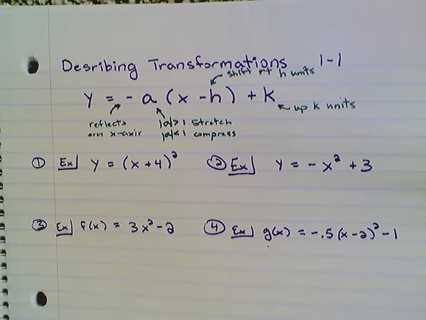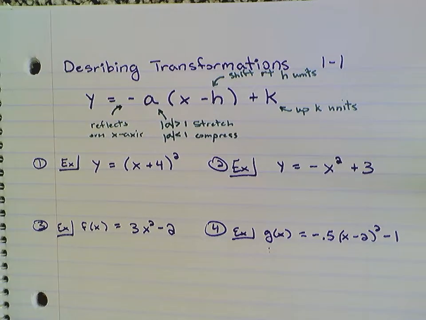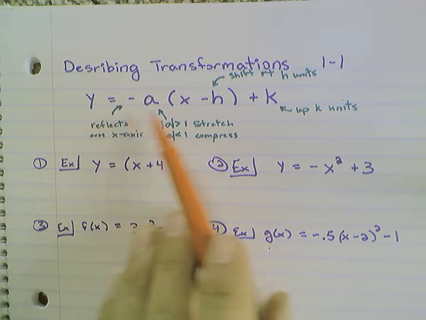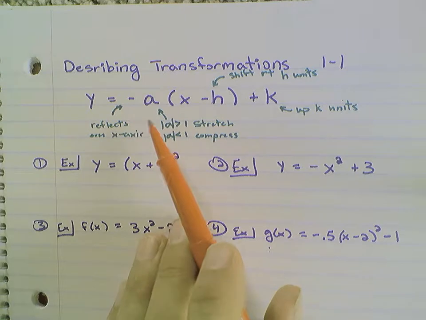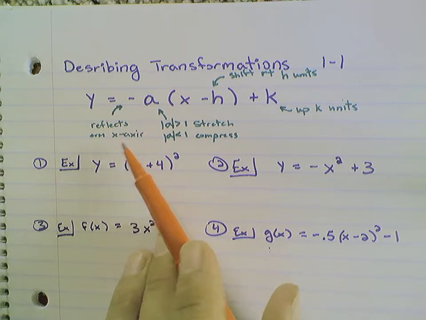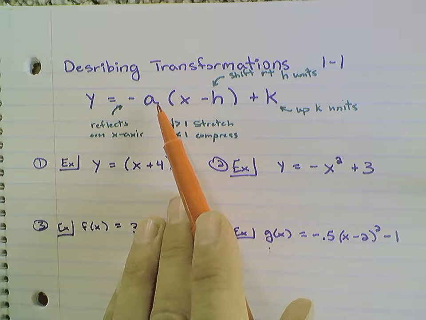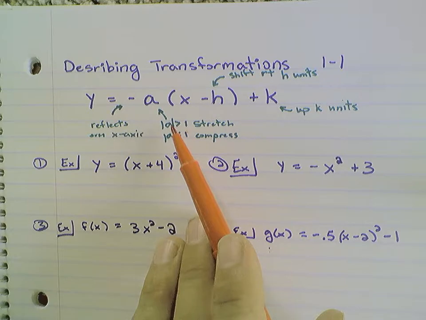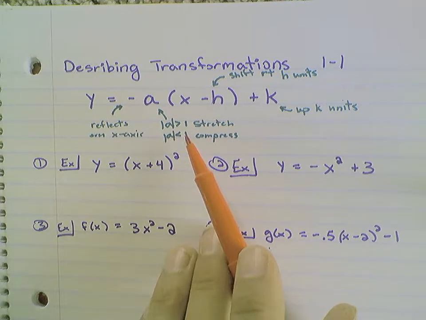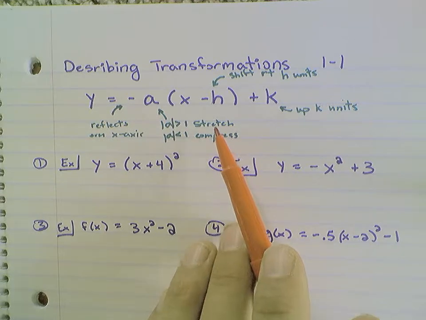Here I'm going to do some quick examples of describing transformations. So just a little bit of review. If I'm given an equation, there's several different transformations it can have. If there's a negative out front, that'll reflect it over the x-axis. If there's an a value being multiplied on the outside, if a's absolute value is bigger than 1, that'll stretch the function. If a's absolute value is less than 1, it'll compress the function.